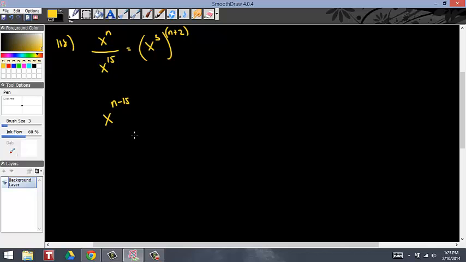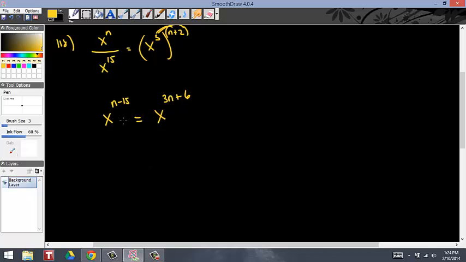Does that make sense, everyone? Right, because they're being divided, so the exponents are being subtracted. And that's going to equal, well, I have 3 being raised to this power, so the exponents are going to multiply each other, so it's going to be x to the 3n plus 6. Does that make sense, everyone?